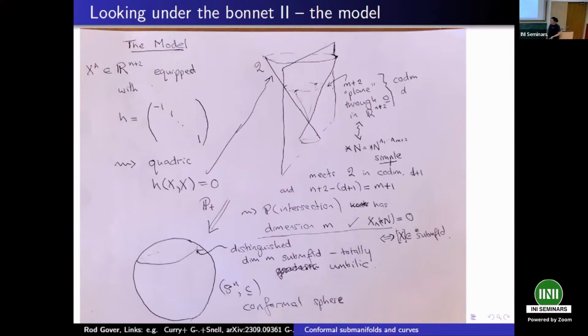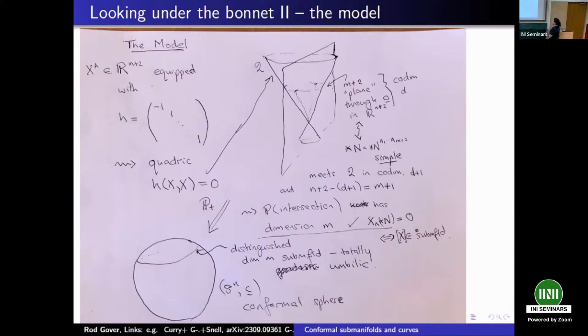Let me talk about looking under the bonnet in the other way. Where did this version of understanding conformal geodesics come from, in the way I'm telling you about them? So here's the model for conformal geometry first. Take R^(n+2). Everyone's happy with that. Equip it with a Lorentzian signature metric. So it's just R^(n+2) with a Lorentzian dot product.